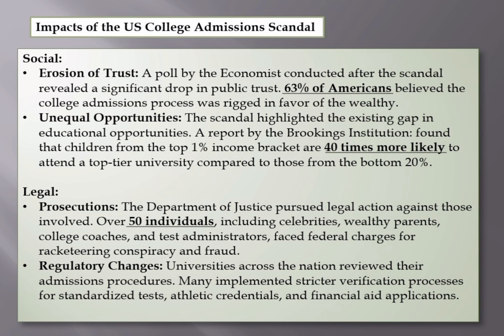Universities implemented reforms to strengthen admission procedures and prevent similar abuses in the future, including enhanced oversight of athletic recruitment and donations. Over 50 individuals, including famous faces and rich people, faced federal charges for conspiracy and fraud.